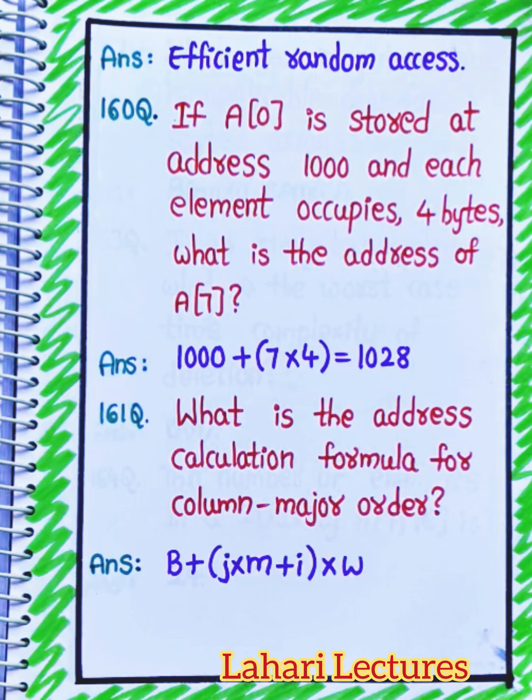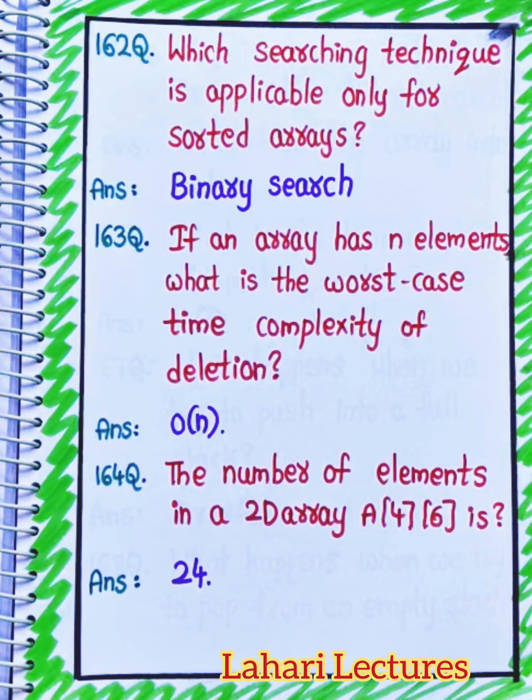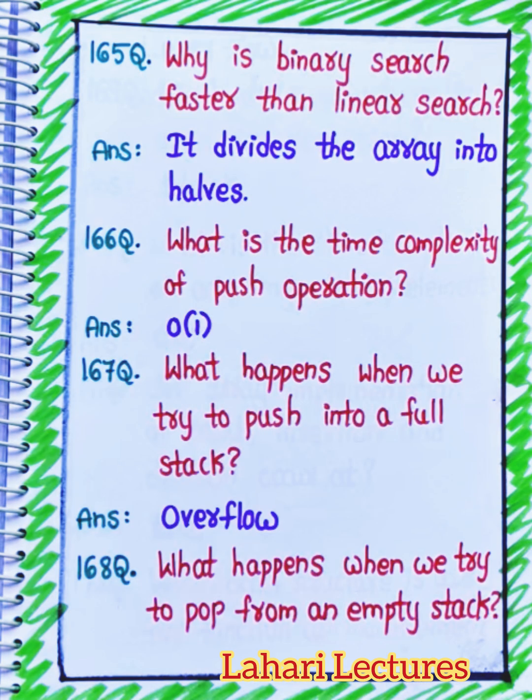What is the address calculation formula for column major order? B plus j into m plus i into w. Next question. Which searching technique is applicable only for sorted arrays? Binary search. If an array has n elements, what is the worst case time complexity of deletion? O(n). The number of elements in a 2D array A of 4 into 6 is 24. Why is binary search faster than linear search? It divides the array into halves.